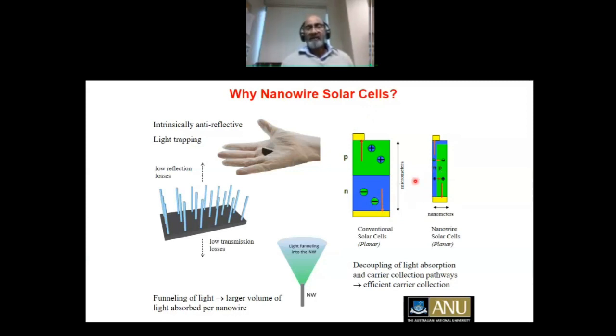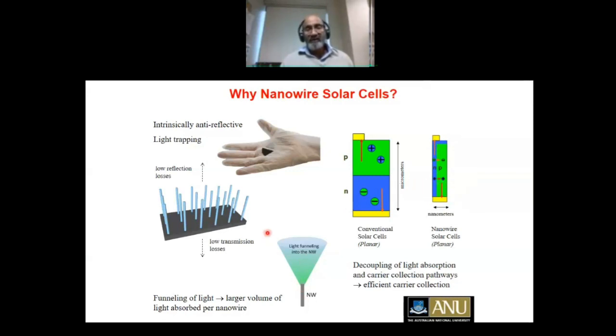But it turns out, if you take a nanowire and make it as long as you want to absorb all the sunlight, and then you make a pn junction, which is a lateral pn junction or a core-shell pn junction, that means carriers don't need to migrate long distances. You're able to collect them much more efficiently. For the first time, you're able to decouple the light absorption pathways and the carrier collection pathways.